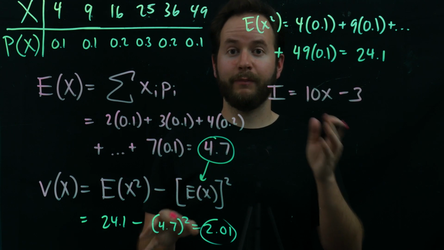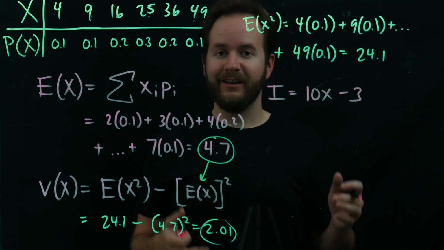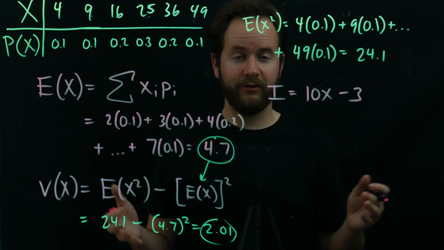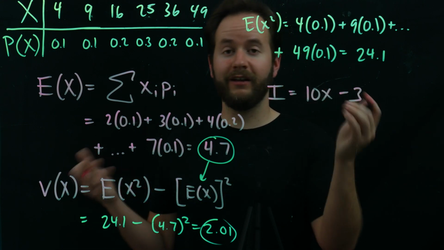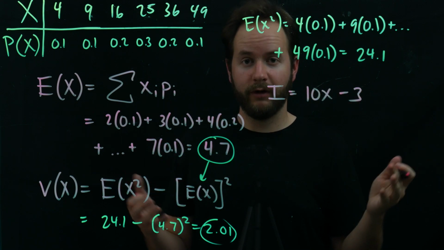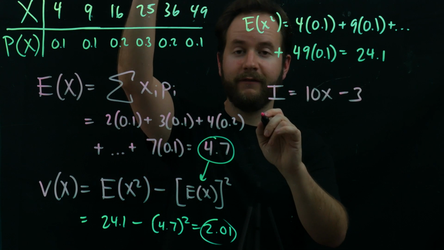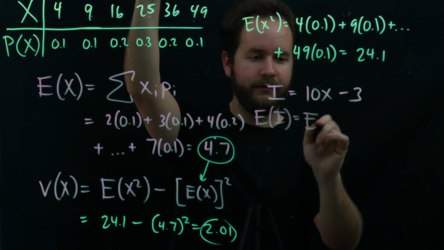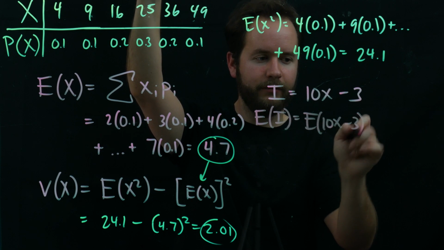What we're going to do is take the expected value of both sides. Taking the expected value of both sides might seem scary at first, but when you take the expected value of an equation, it's just like taking the square root of an equation. If I asked you to take the square root of this guy, you'd say square root of this and square root of that and be done with it, right? Expected value is the same way. You do E of I equals E of 10x minus 3.